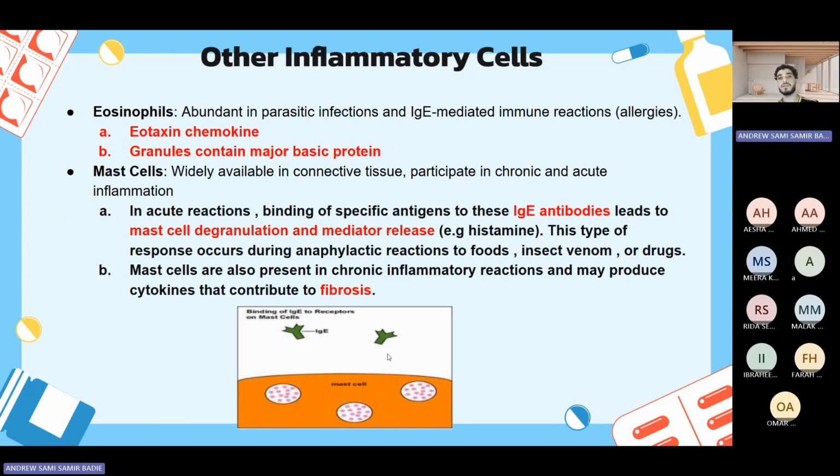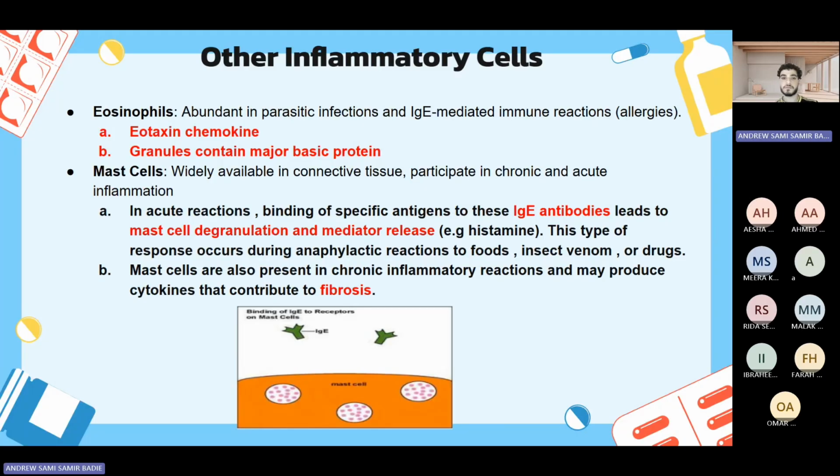Now, other inflammatory cells: eosinophils. Dr. Ibrahim likes to ask about this. Whenever you see a parasitic infection or allergies, think about eosinophils. This is where you're going to see eosinophils. Two important components of eosinophils are the eotaxin chemokine and granules containing major basic protein. Just memorize those two components.